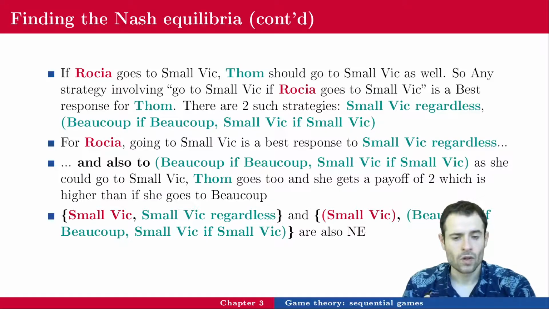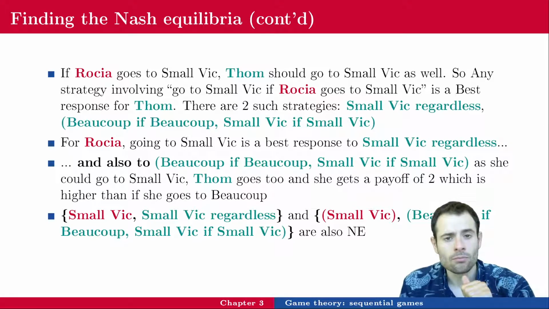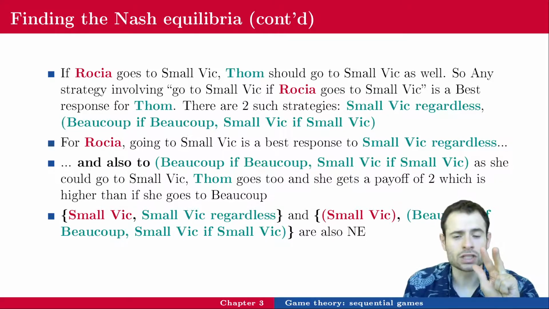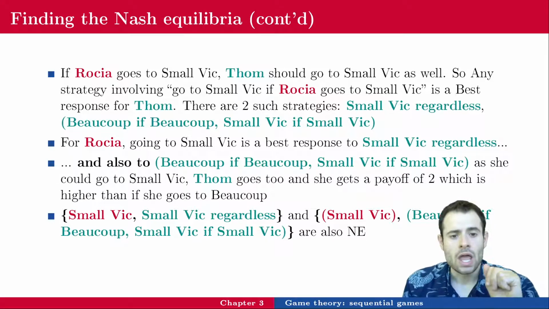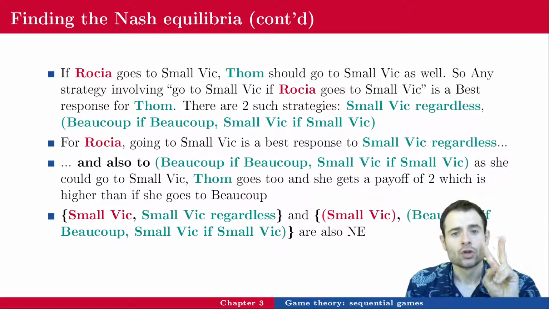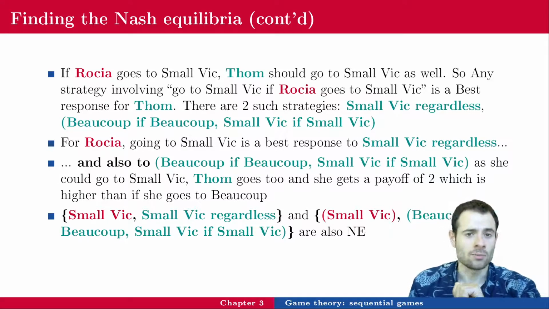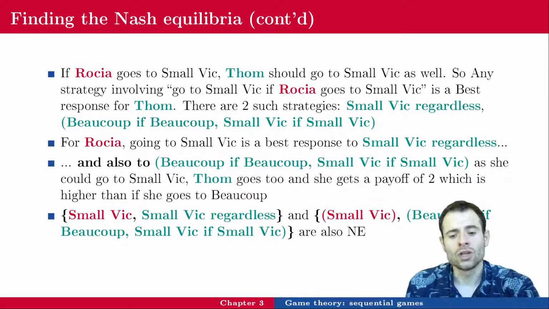So, from the previous slide, we have one Nash equilibrium. From this line, we have two Nash equilibria. And since we covered all the possible strategies, we covered the two strategies of Rosia and the four strategies of Tom, then we have all the Nash equilibria for this game.